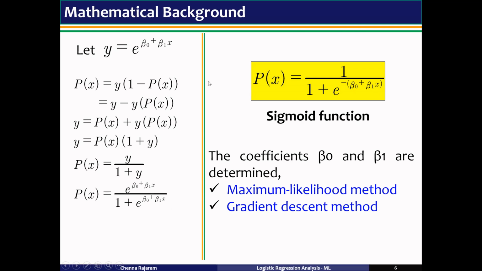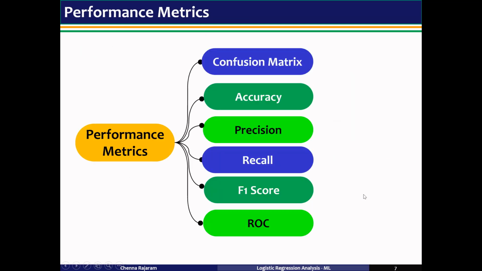If P of x is equal to 0, the odds is equal to 0. If P of x is equal to 1, then the odds is equal to infinity. The coefficients in this equation, that is beta naught, beta 1, beta 2, beta 3, and so on, are determined using the maximum likelihood method or gradient descent method. The performance metrics are as follows: confusion matrix, accuracy, precision, recall, F1 score, and ROC. ROC means receiver operating characteristic curve.